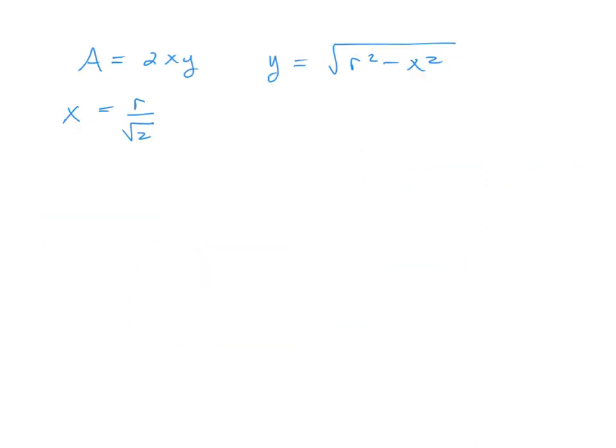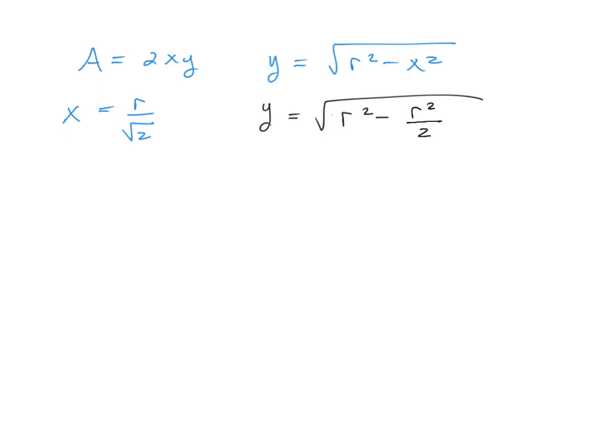So this is what we have. My area function is 2 times x times y. Y was defined as the square root of r squared minus x squared. And we just figured out that x equals r over root 2 is where the maximum must occur. So what I'm going to do is take this and put it in place of this x. We get that y is equal to the square root of r squared minus. If you square this, you get r squared over 2.